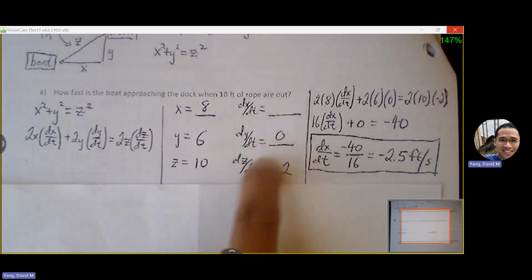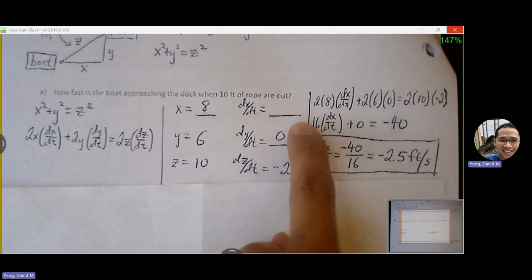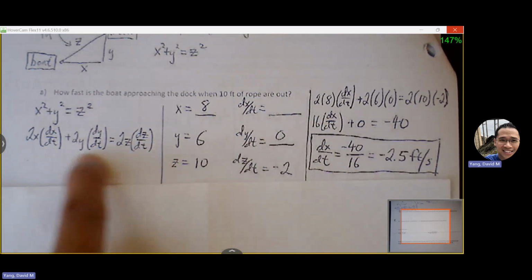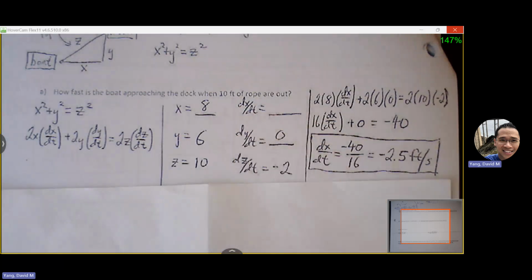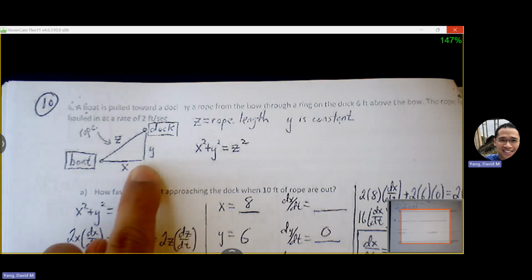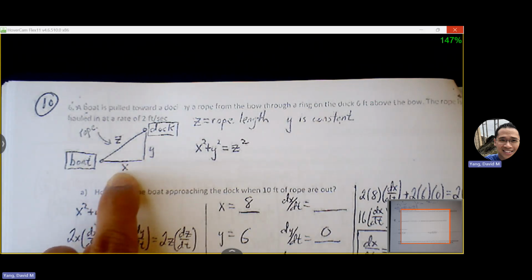Now that we have 5 out of the 6 variables accounted for, we can plug into our derivative equation and then solve for dx/dt. Which should also come out as negative because if the boat is getting drawn closer towards the dock, then we expect this distance from the boat to the bottom of the dock should be decreasing, right? dx/dt should be a negative.